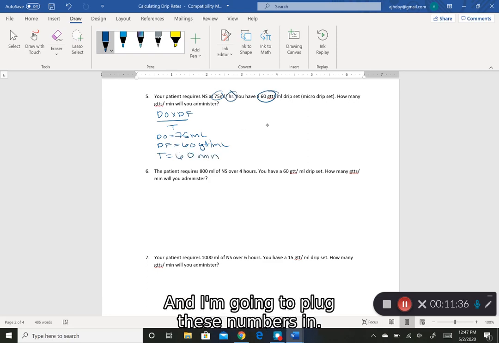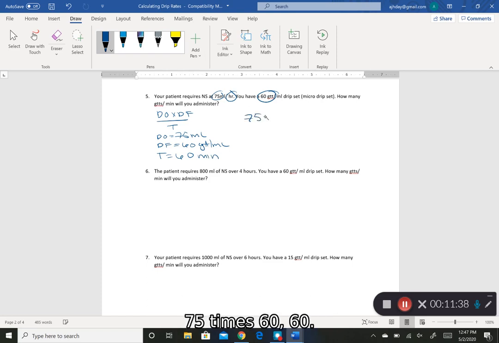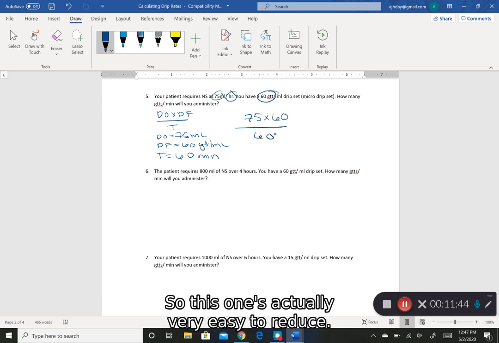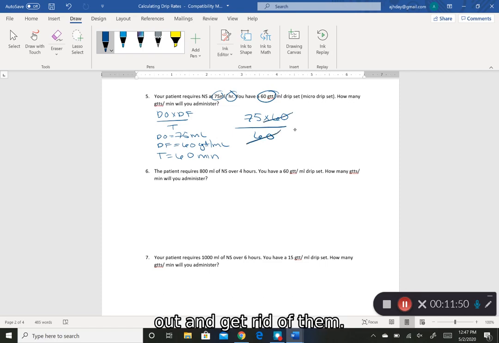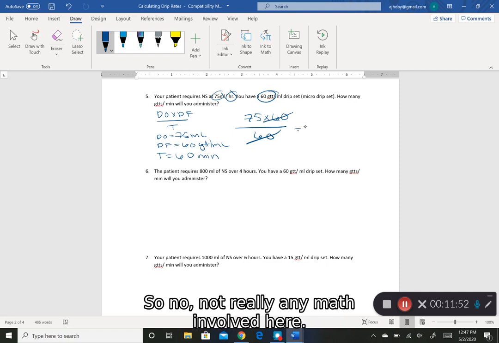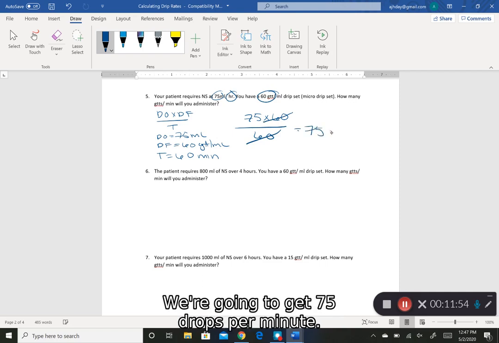Now I'm going to plug these numbers in. 75 times 60 over 60. So this one's actually very easy to reduce. I have 60 on top and 60 on bottom. We're just going to cancel them out and get rid of them. So no, not really any math involved here. We're going to give 75 drops per minute.